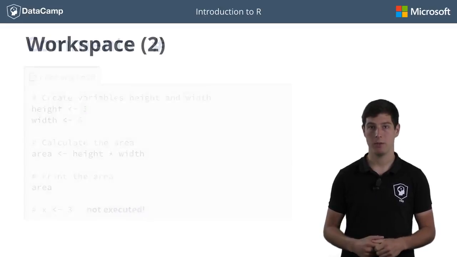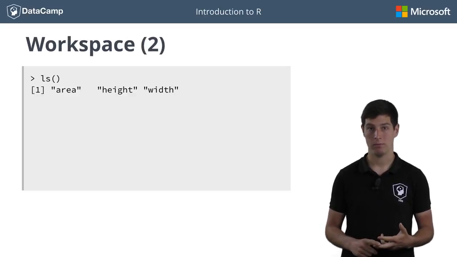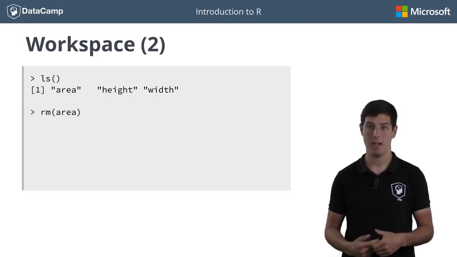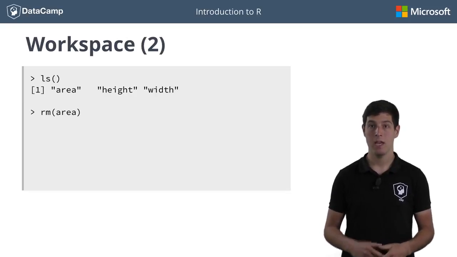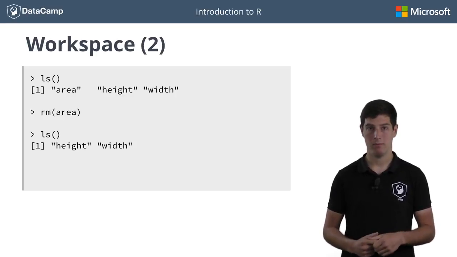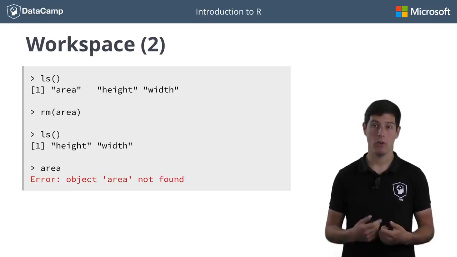Let's have a final look at the workspace. As before, there are 3 variables in your workspace: area, height and width. If you're working on big projects that have tons of data involved, this workspace can consume a lot of your computer's resources. It's a good idea to clean up your workspace from time to time to make sure it does not get bloated. You can use the rm function for this. To remove the area variable, for example, you can type rm followed by area inside parentheses. If you now check your workspace again, using ls, you will see that only height and width remain. Trying to access the contents of area now results in an error, because it's no longer in your workspace.